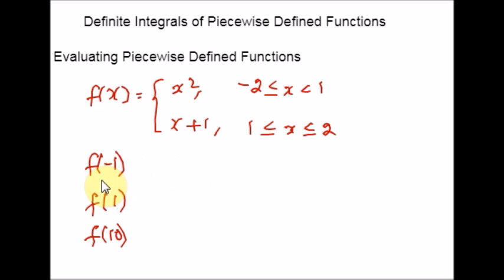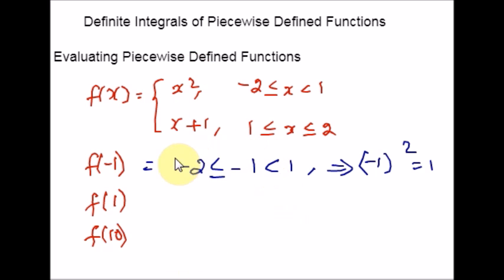To evaluate f of -1, we are going to use the top rule. Since x is the number -1, which lies between this limit, right? So we are going to use the top row. So -1 will lie between -2 and 1. So f of -1 is nothing but the square of -1, the whole squared, which is equal to 1.